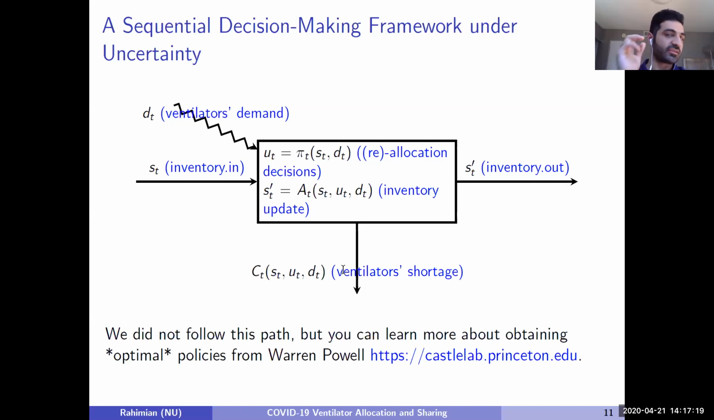This is an ideal model that we wanted to use. It's a sequential decision-making problem. You can think of it as a multi-stage stochastic program, or if you're from the control community, a stochastic optimal control problem. As I said, we did not follow this path, but if you're interested, you can learn more about how to obtain optimal policies for such a framework from Warren Powell's website and contributions to the field.